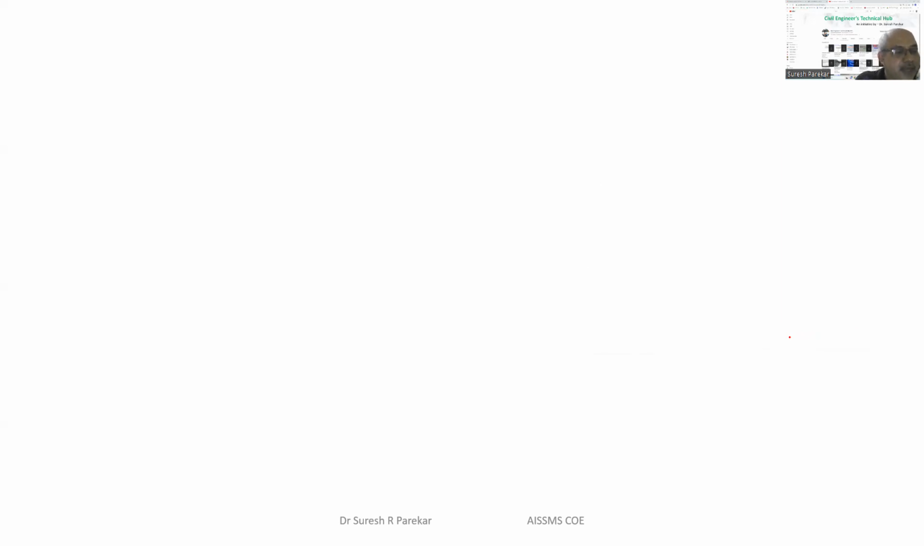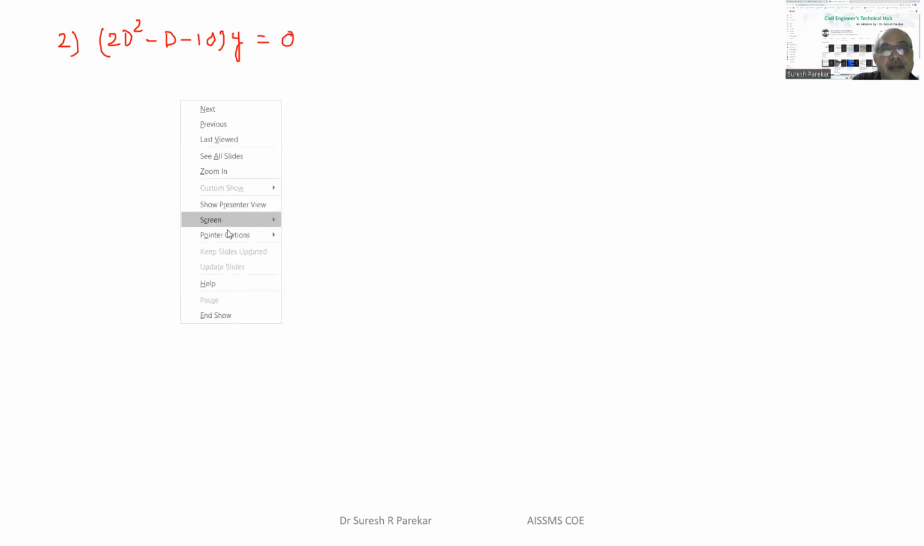So we have the given equation, second problem: (2D² − D − 10) y = 0. This is again a characteristic equation or symbolic equation. We have to convert this into the auxiliary equation. So we have the solution, auxiliary equation.